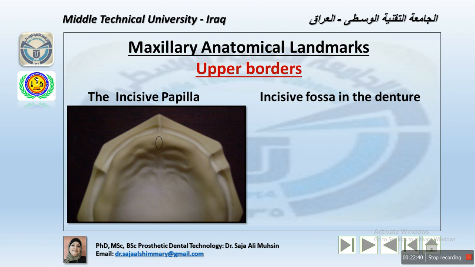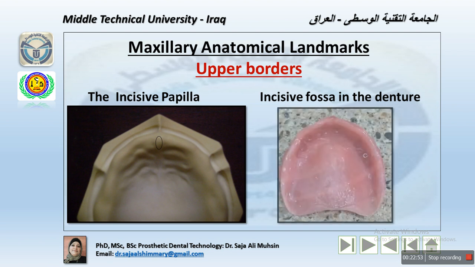The upper border as well, the incisive papilla. The incisive papilla, as we mentioned previously, is important to identify the bisecting line between the right and the left, and this will be the incisive fossa in the denture. And of course, this must be relieved to avoid the pressure of the denture on it. Otherwise, the nerve supply coming from it will lead to numbness of the anterior area.